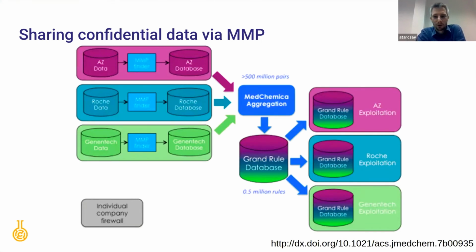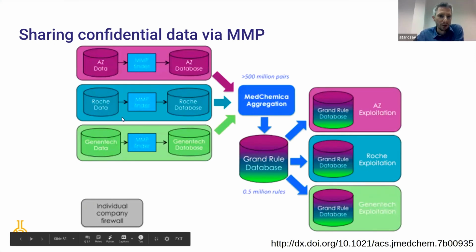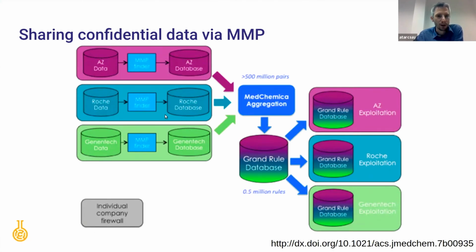Since, as I said, drug discovery data is expensive, and with molecular match pair, there is another opportunity, is that you can exchange information without disclosing the structures themselves. And in this paper, they describe this method. At AstraZeneca, Roche, and Genentech, they identified molecular match pairs. And then MedChemica aggregated this data, since only the transformations and the corresponding statistics was shown or shared.